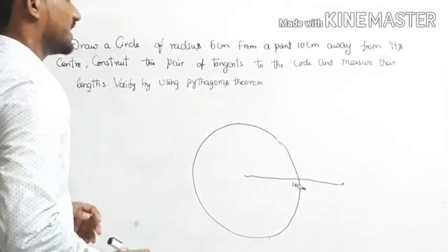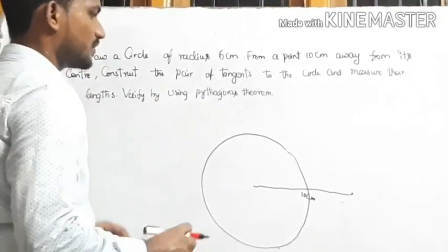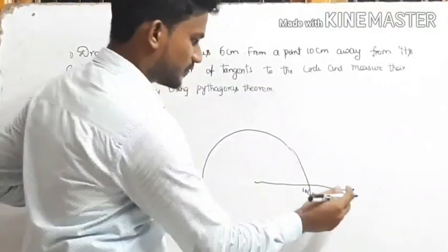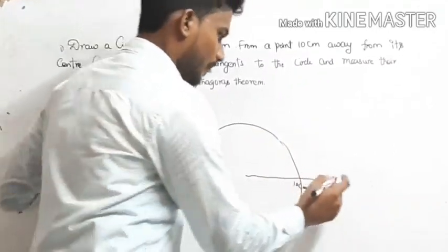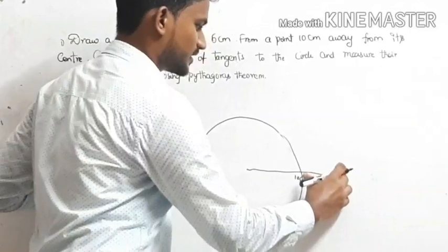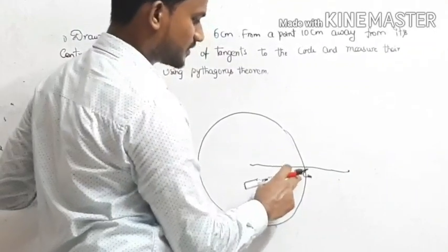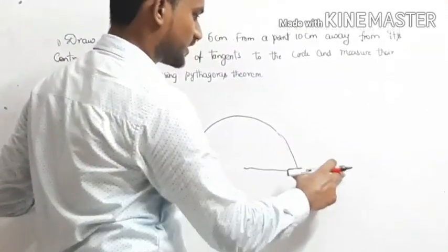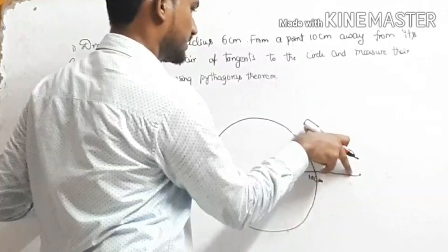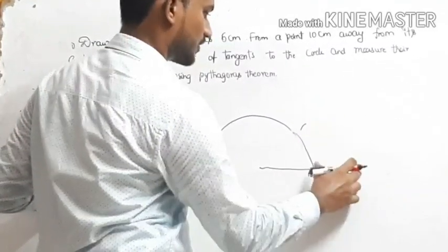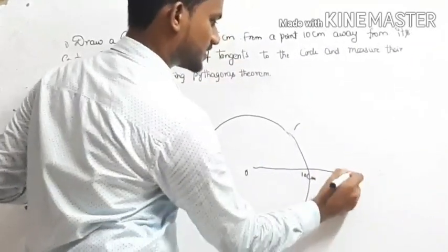Also construct the pair of tangents to the circle and measure their lengths. Verify by using the Pythagoras theorem. We want to construct the two tangents. So by using the compass, take a length of more than 5 centimeters, because the midpoint of the 10 centimeters is at 5 centimeters. We can take 6 centimeters and draw an arc from this point. This is O, this is A. We can represent it like this.